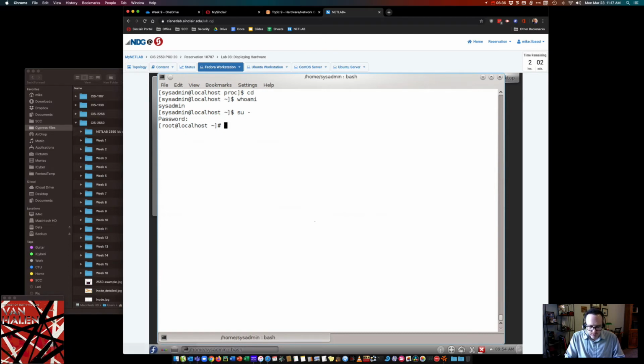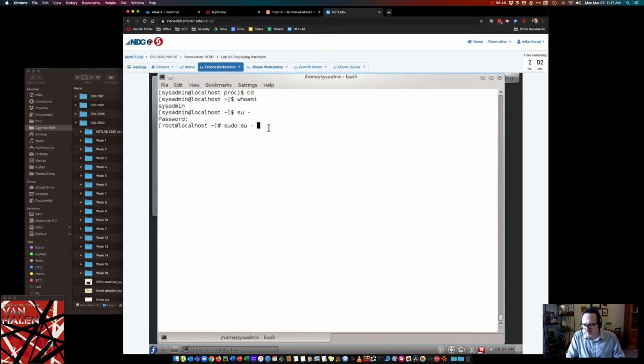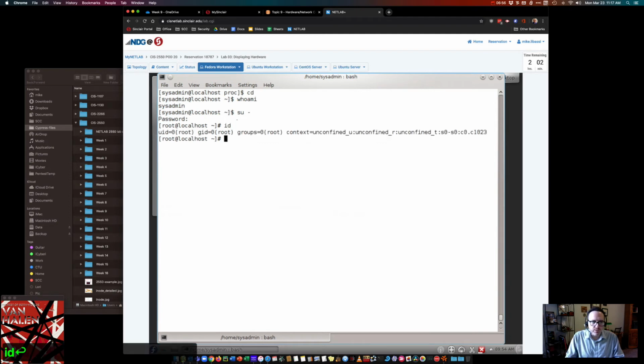Some systems you might need to do sudo su dash, and then put in the password for the user you're sudoing as, in this case, sysadmin's password. So I think the Ubuntu system will need that, but for Fedora here, I believe CentOS, we just do su dash. So now you can see I am root user.